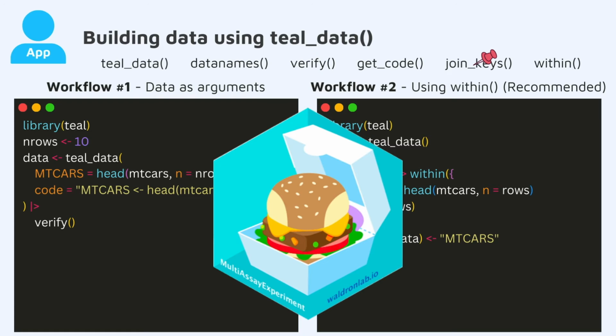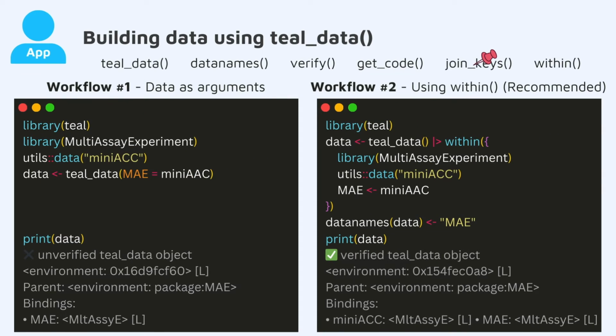So far, we've seen how to pass an R data frame into Teal data. Passing a multi-assay experiment object is just like this. All you need to do is pass the multi-assay experiment object instead of a data frame. Note that not all modules are compatible with this data format, so you'll have to use the modules that are compatible with MAE.